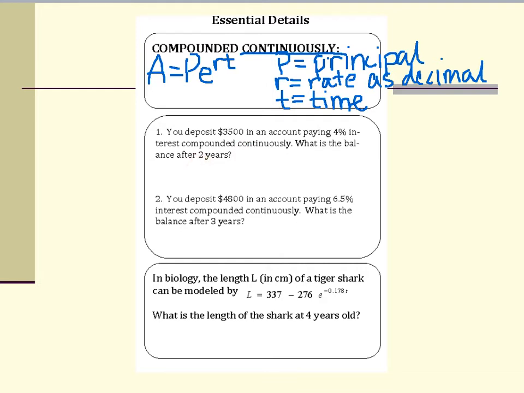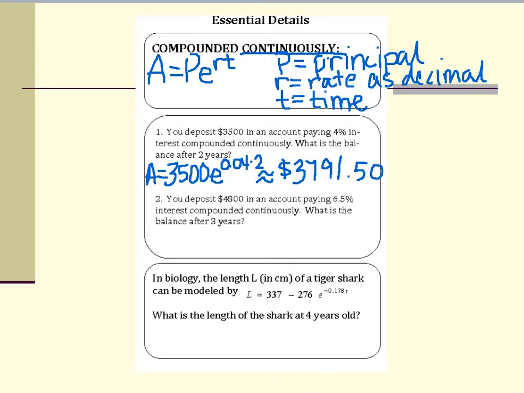So let's write out our equation. A equals P, our principal, we said was 3,500, times e to the r as a decimal, our rate is 0.04, times t, our time, is 2. And if you just put that into your calculator and simplify it, you get about $3,791.50.